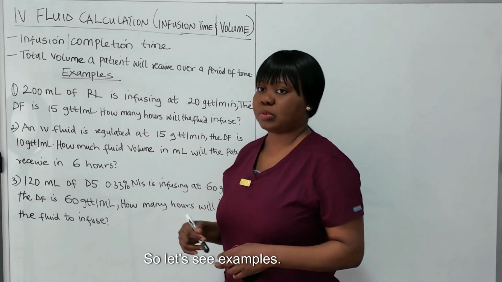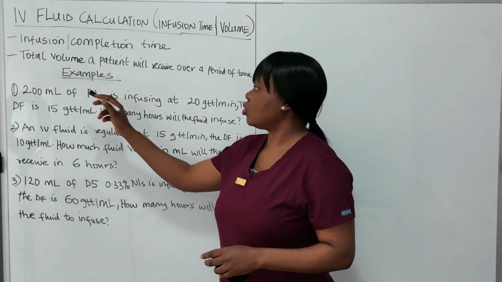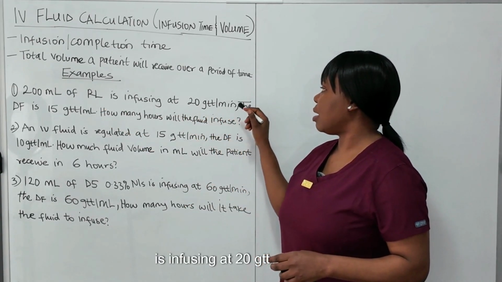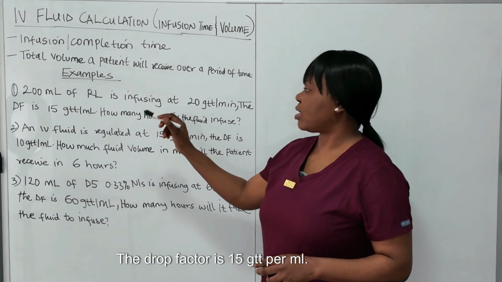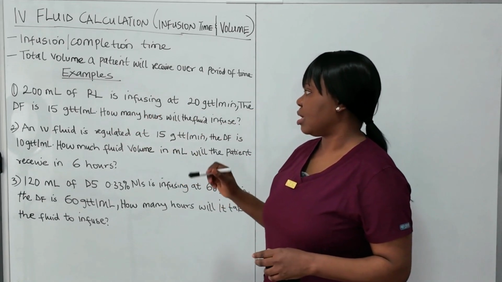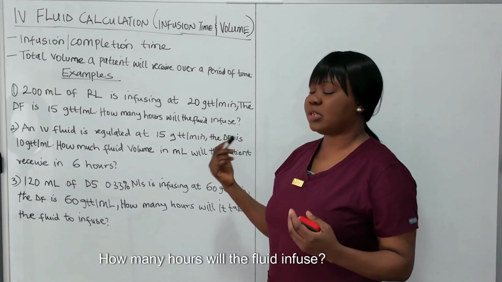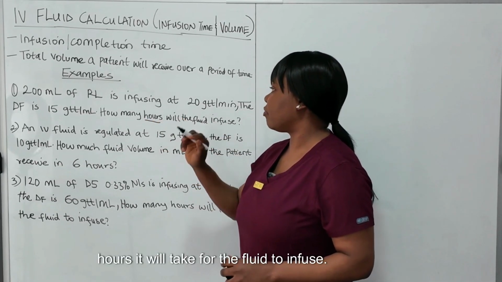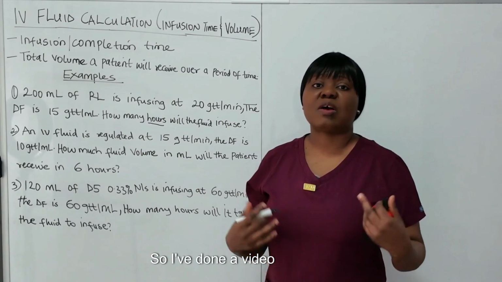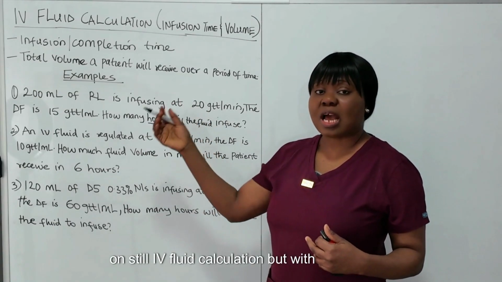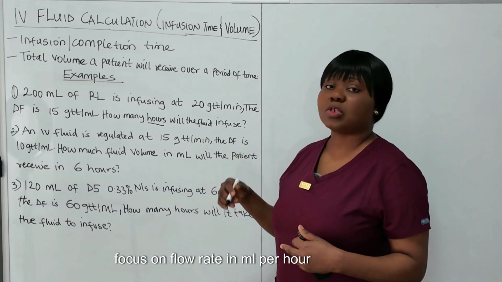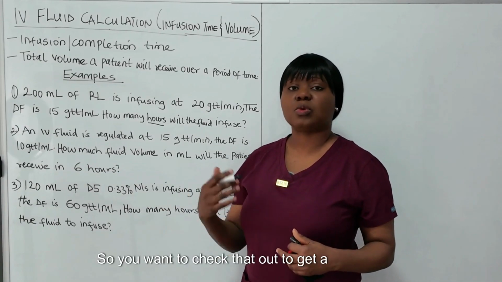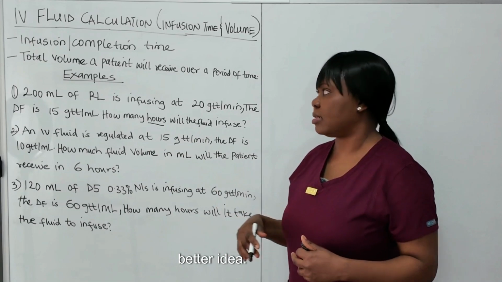So let's see examples. Example 1 says 200 ml of Ringer's lactate is infusing at 20 gtt per minute. The drop factor is 15 gtt per ml. How many hours will the fluid infuse? So this one is asking us to calculate the hours it will take for the fluid to infuse. I've done a video on IV fluid calculation where we focus on flow rate in ml per hour and in gtt per minute, so you want to check that out to get a better idea.